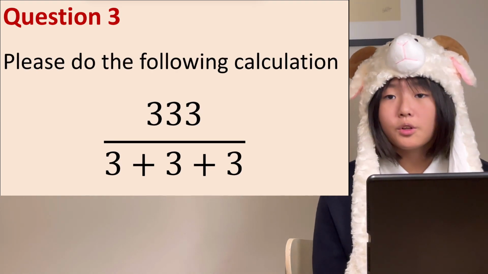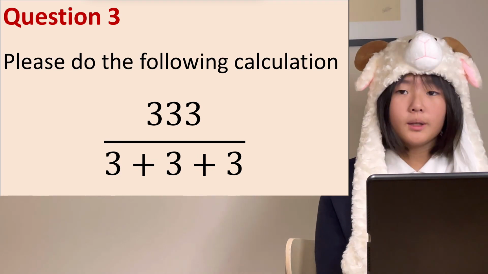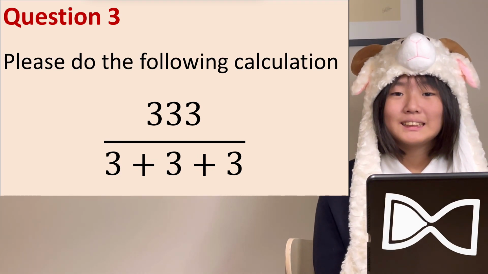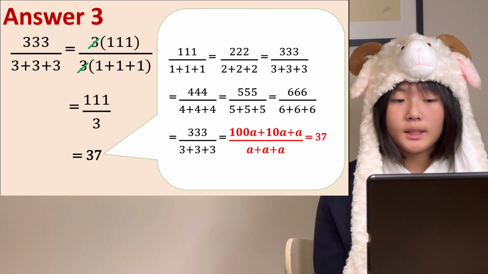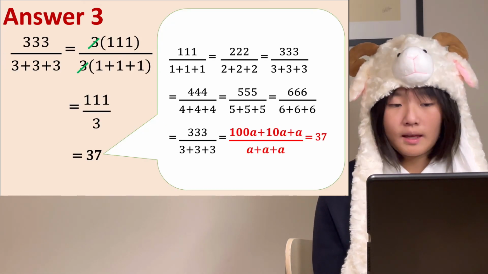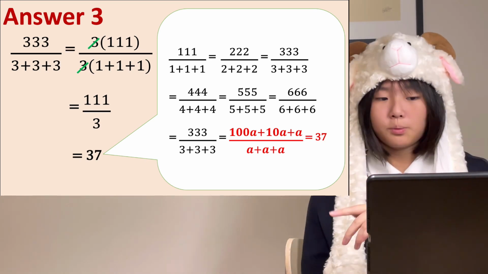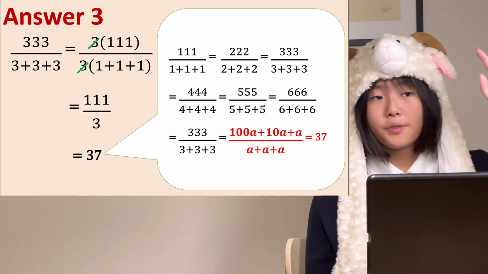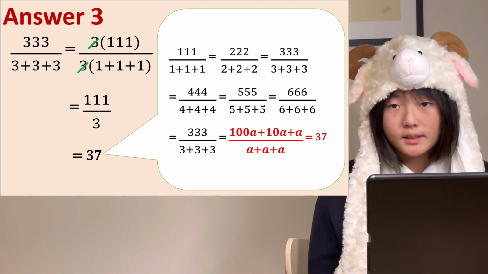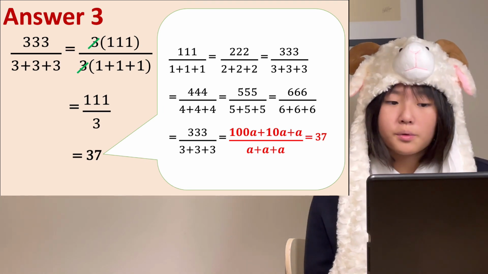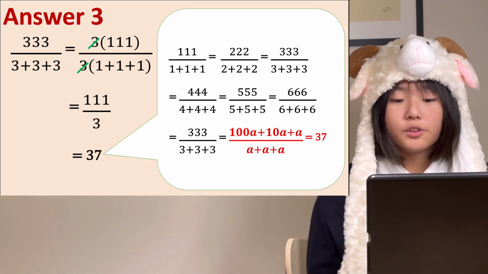Number 3. Please do the following calculation. 333 over 3 plus 3 plus 3. The answer is, make it 3 times 111 over 3 times brackets 1 plus 1 plus 1. So then, since you have 3 on both the denominator and the numerator, you can erase them and it becomes 111 over 3, which you can then do in long division, that it is 37.